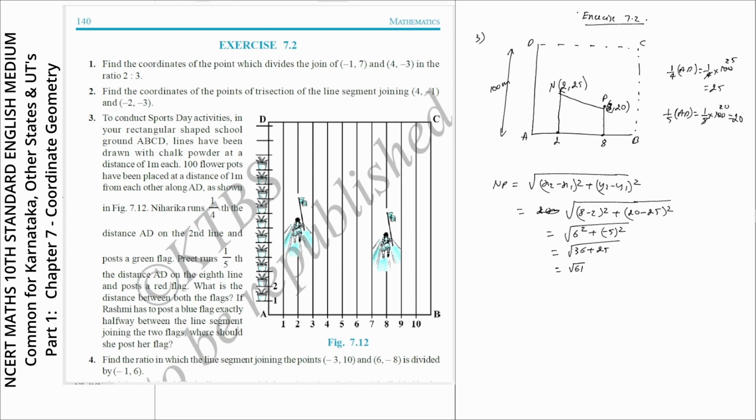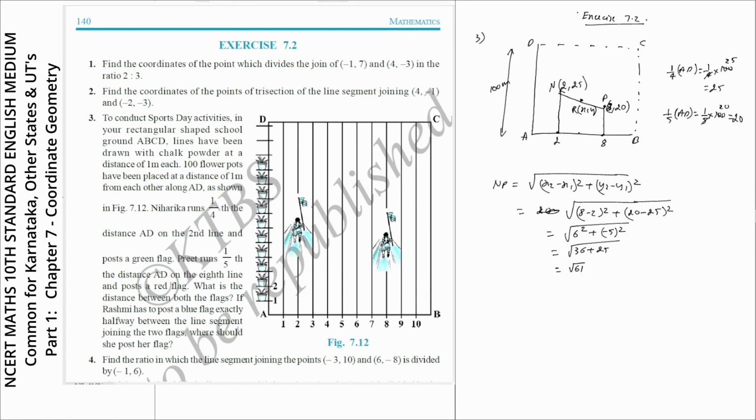Rashmi has to post a blue flag exactly halfway between the line segment joining the two flags. Where should she post her flag? So Rashmi, the midpoint of NP is somewhere here. So Rashmi has to post the flag there. So that I'll take as R of x comma y. So the coordinate of R is the question.